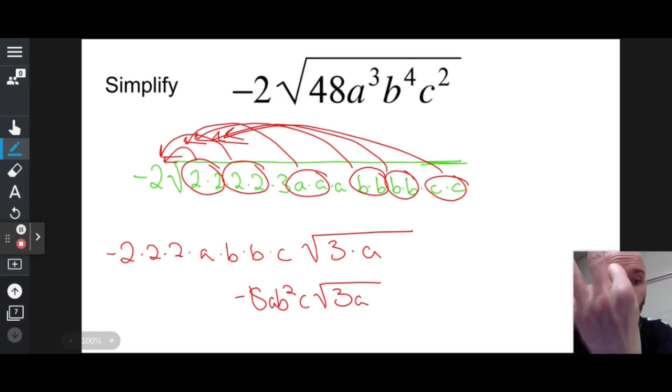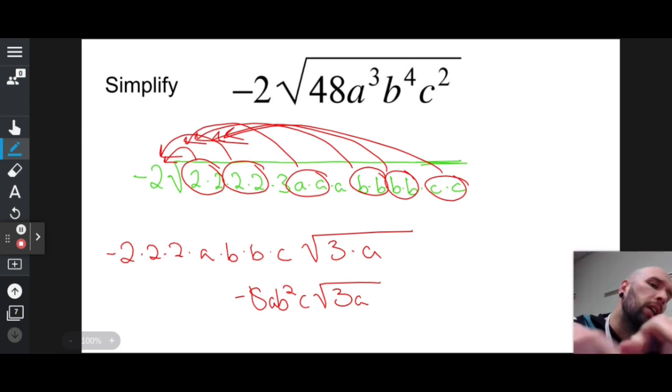If it was a cube root, you'd circle groups of 3 and bring out groups of 3. If it was a fourth root, you'd circle groups of 4 and bring out one of those.